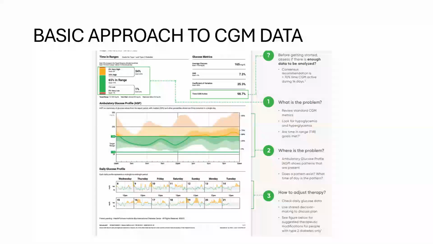I guess I'll just rehash, since I like to do that. It's the way I learn. Is there enough data? Yes, we have 14 days. We have at least 70% time the CGM is active.